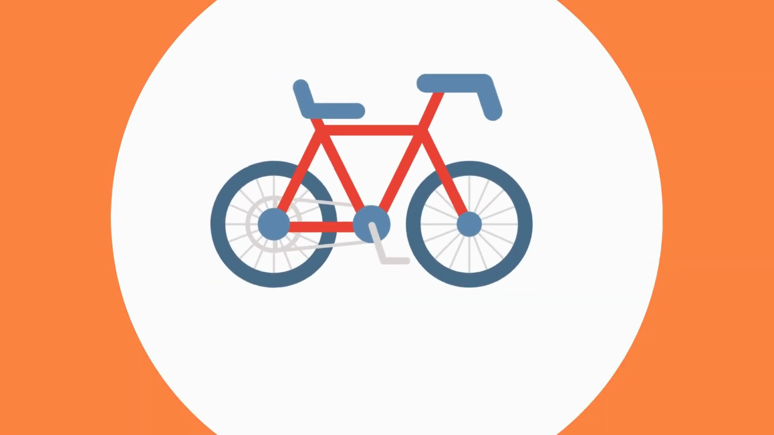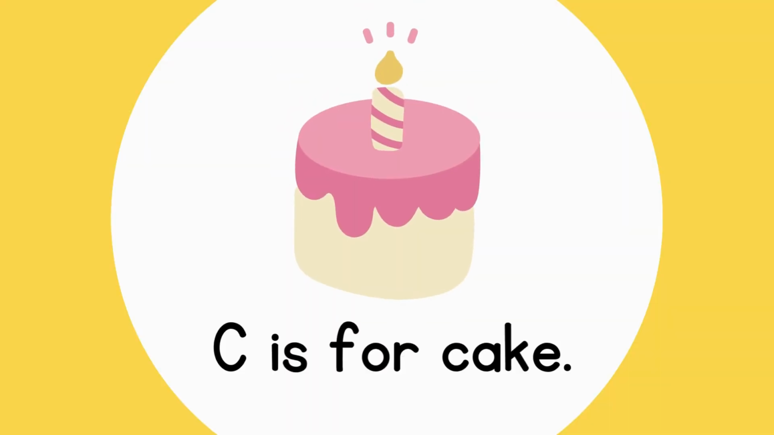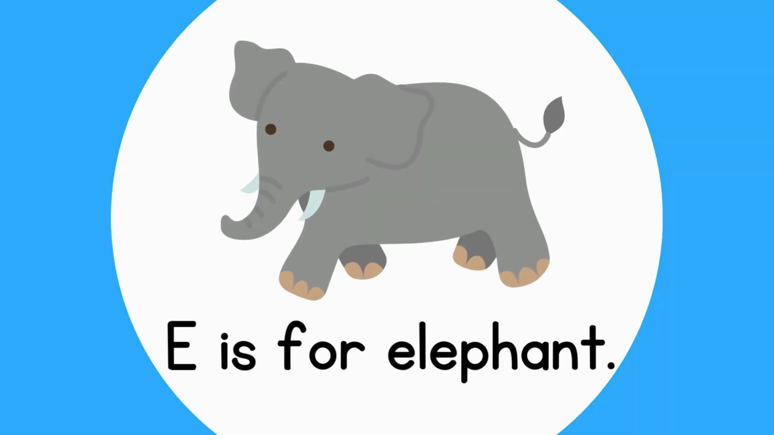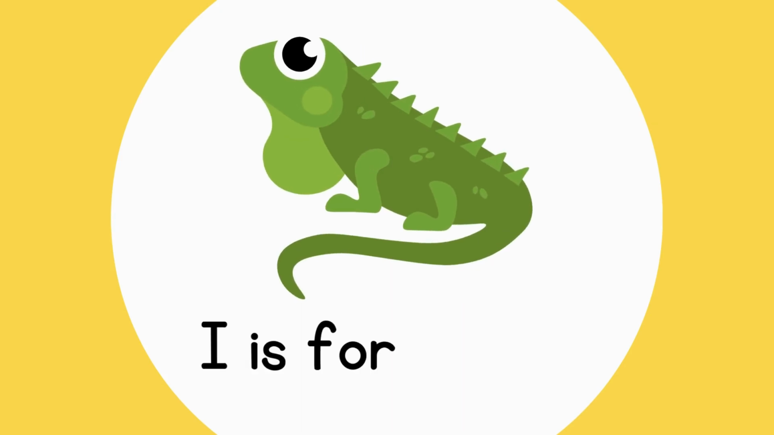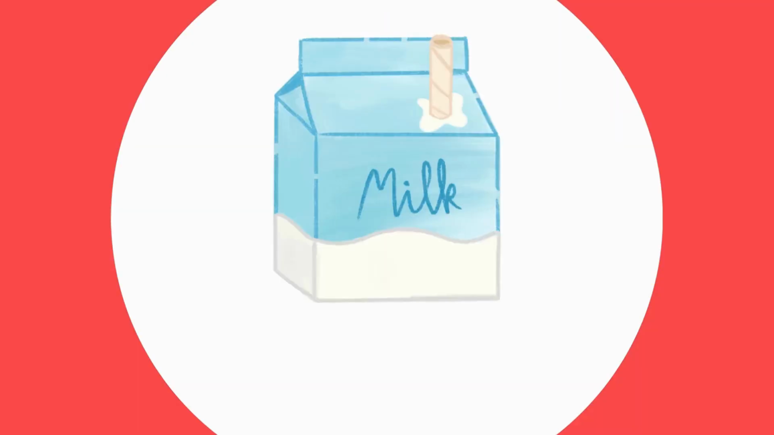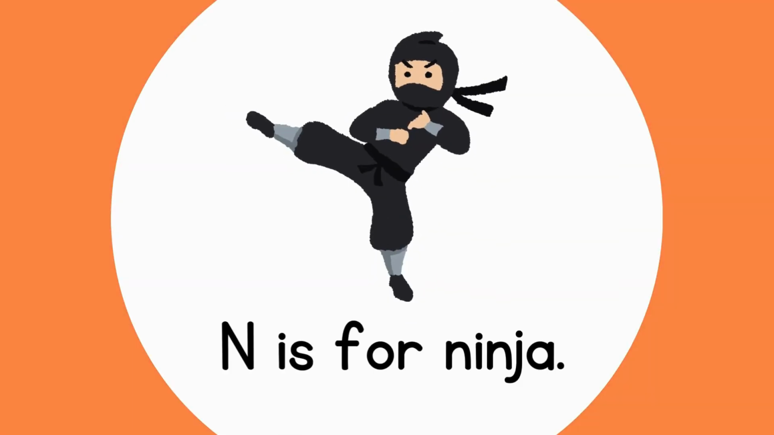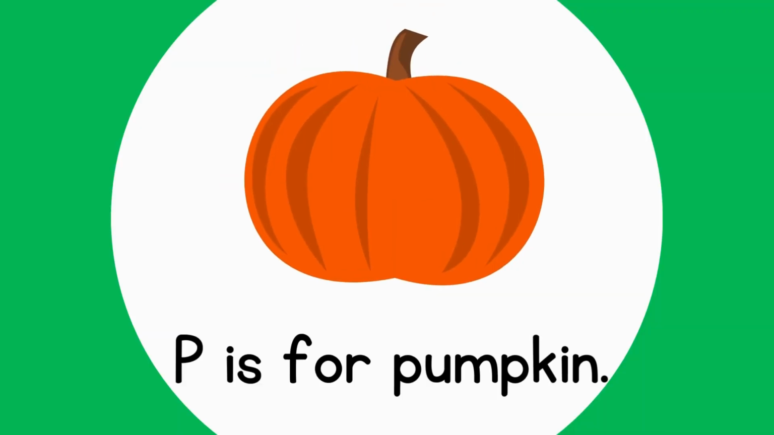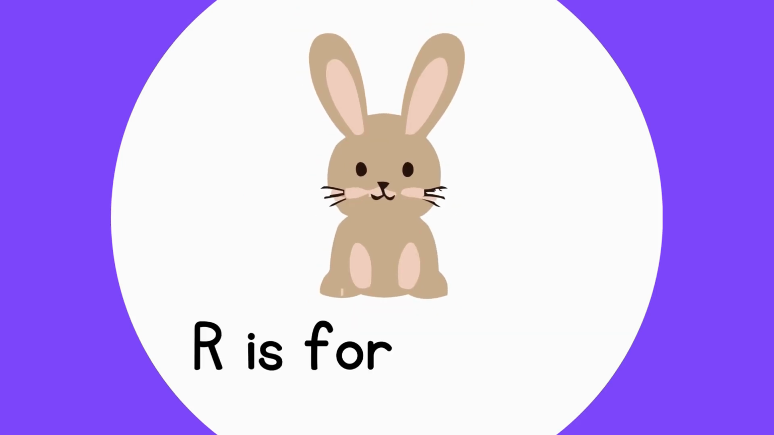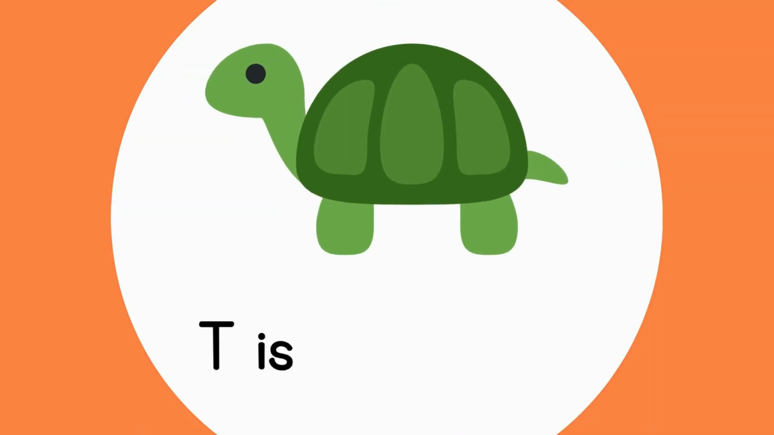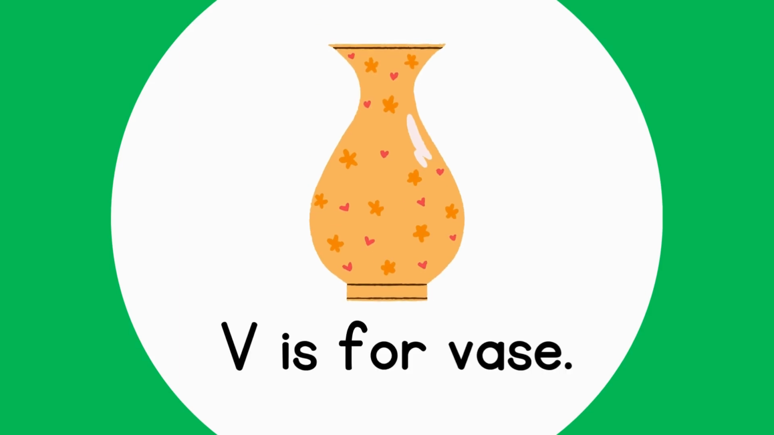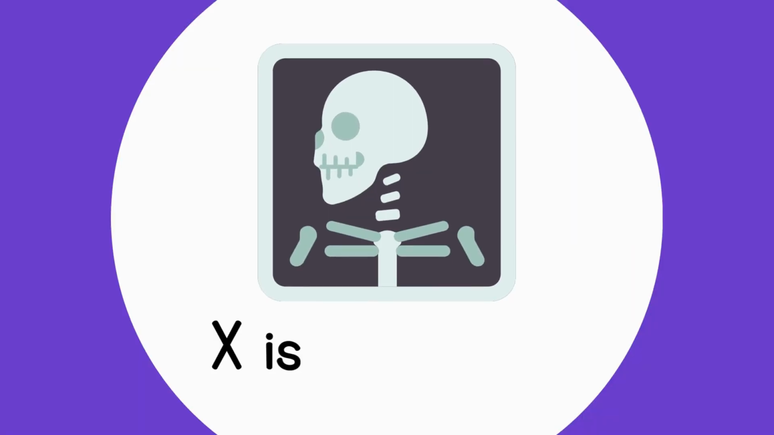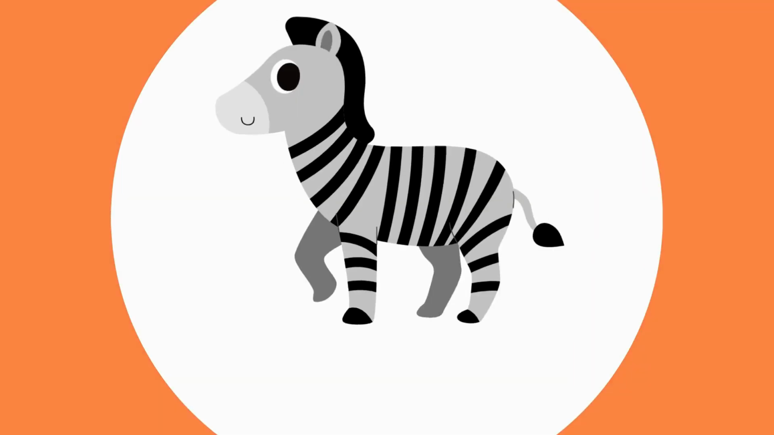A is for apple, B is for bicycle, C is for cake, D is for dog, E is for elephant, F is for fin, G is for guitar, H is for house, I is for iguana, J is for jump, K is for kite, L is for lion, M is for milk, N is for ninja, O is for octopus, P is for pumpkin, Q is for queen, R is for rabbit, S is for sun, T is for turtle, U is for umbrella, V is for vase, W is for watermelon, X is for X-ray, Y is for yarn, Z is for zebra.